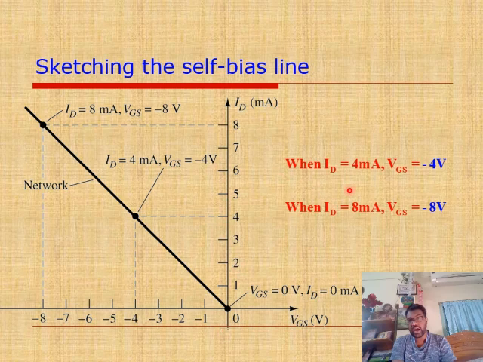This is a load line when ID is equal to 4 milliampere and VGS is equal to minus 4 volt. If ID is 4 milliampere, this is the point, and if ID is 8 milliampere and VGS is equal to minus 1, this is the point. This is the load line. This is the load line we have to draw to find out the proper Q point.